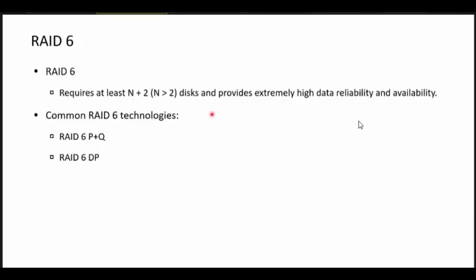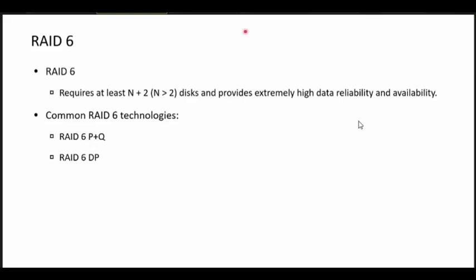RAID 6 is the same. Whatever disks you have, minus 2, right? So RAID 6 will start off with 2 plus 2, 4 plus 2, 6 plus 2, 8 plus 2, and so forth. It must always be an even number.